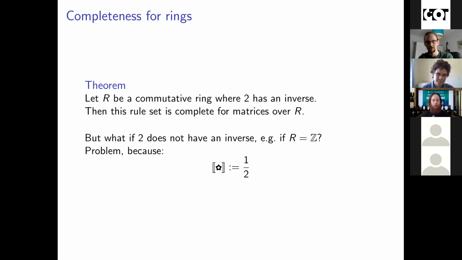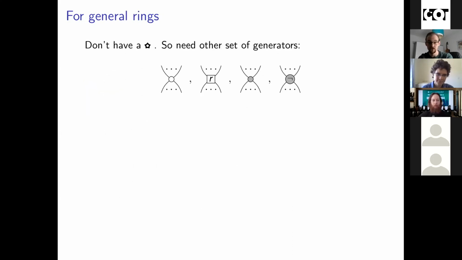Okay, so what happens if 2 does not have an inverse? For instance, if we have the integers. Well, that's a problem because we had this generator, the star, which is equal to a half, and we don't have this half now, so we need to do something else. What we can do instead is promote these X spiders to actual generators instead of being derived generators, because their definition required this star, which we don't have access to. So we define it this other way.